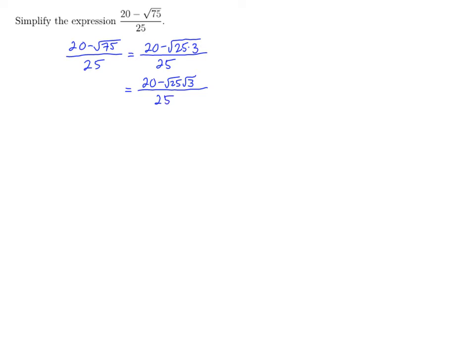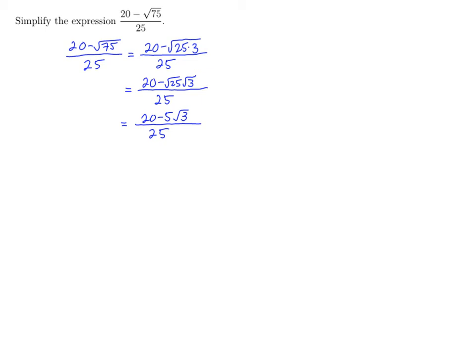At this point, we can see that the square root of 25 is just the number 5, so we'll simplify that. And now our numerator has 20 minus 5 times the square root of 3, and the denominator is still 25. At this point, our radical expression is simplified. The square root of 75, we've simplified down to 5 times the square root of 3. The last thing we need to do is simplify the fraction itself.